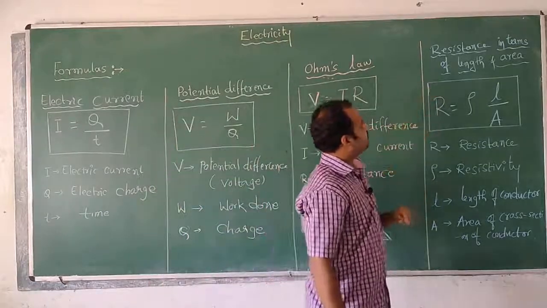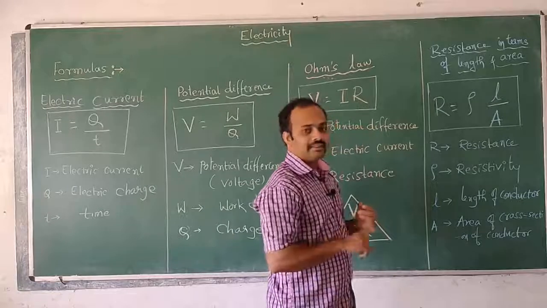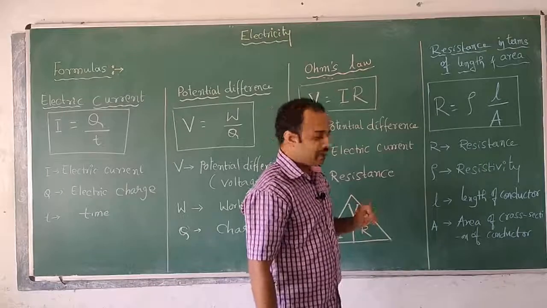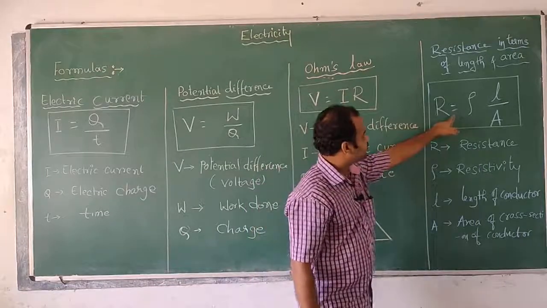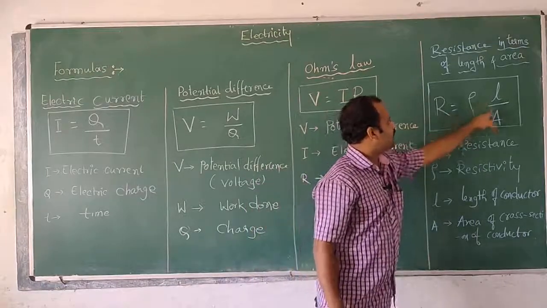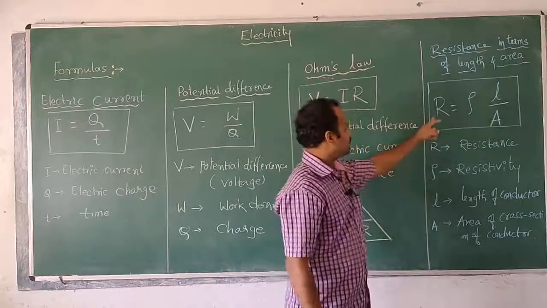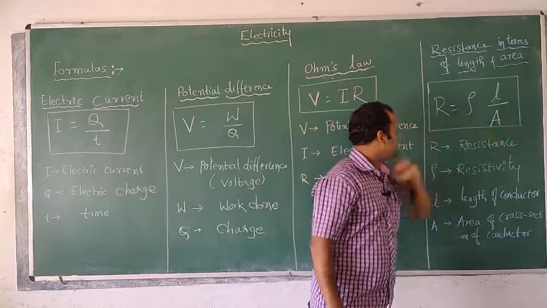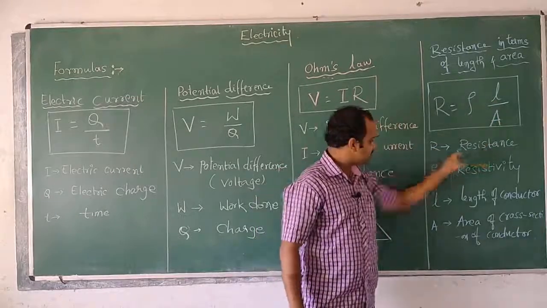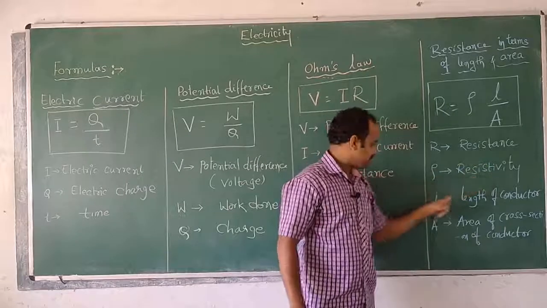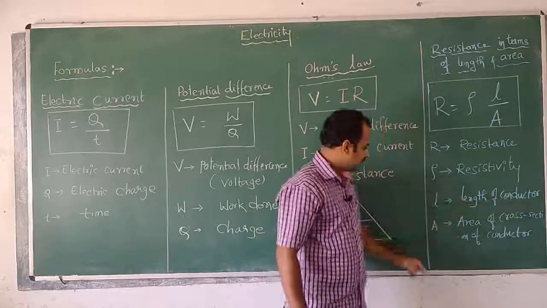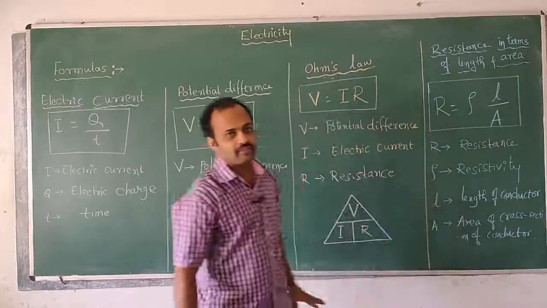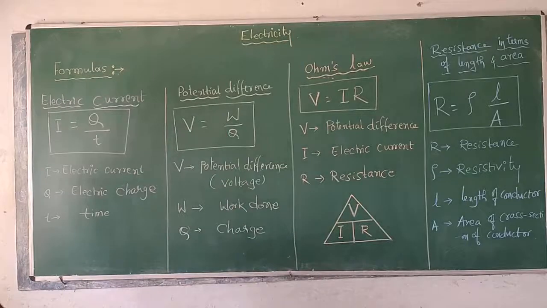Next is resistance in terms of length and area, that is R is equal to rho into L divided by A, where R is resistance, rho is resistivity, L is length of conductor, and A is area of cross section of conductor.